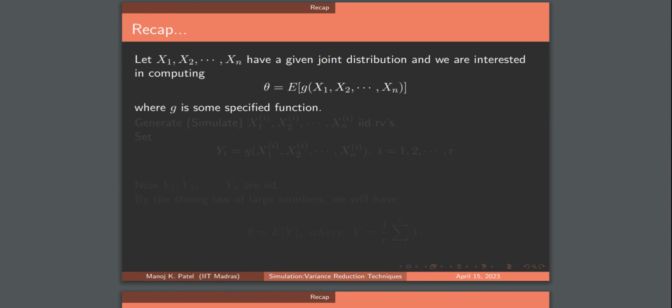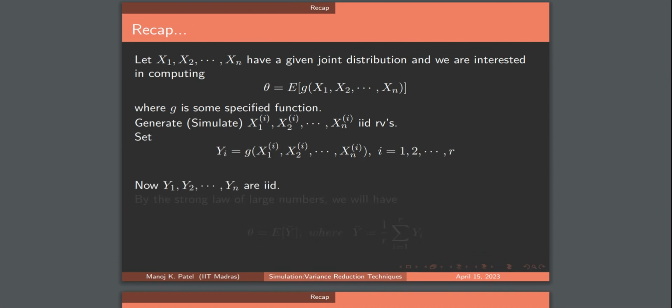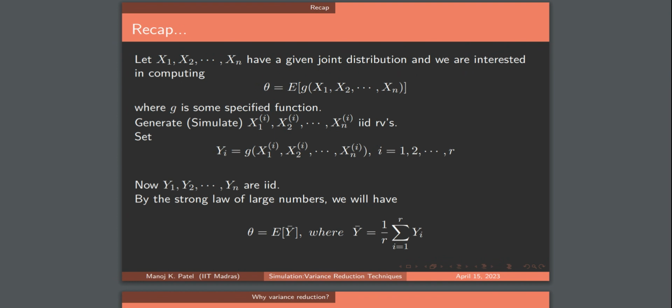We have the random variables X1 up to Xn, and we are interested in simulating the expectation of a function of the given random variables. So in simulation, we first simulate the given random variables and calculate the corresponding function value on those random variables. By using the strong law of large numbers, we get the expectation of the given function.